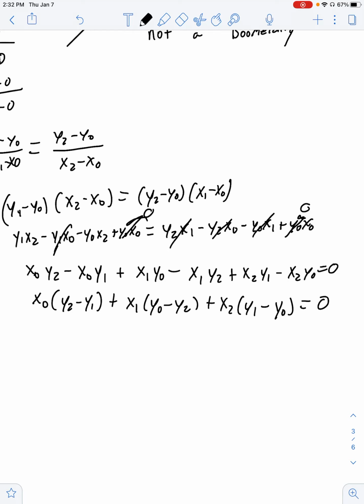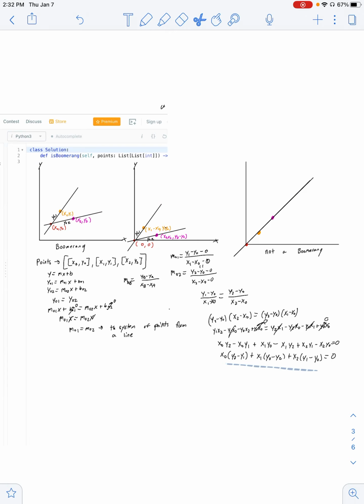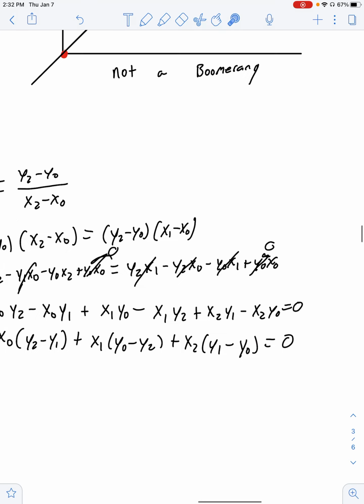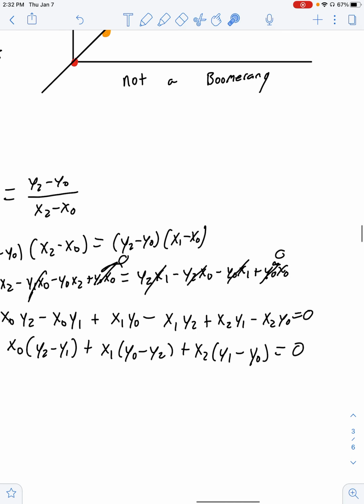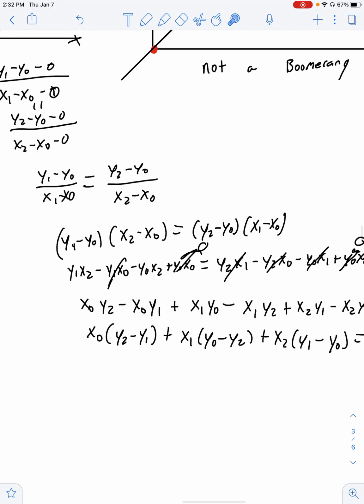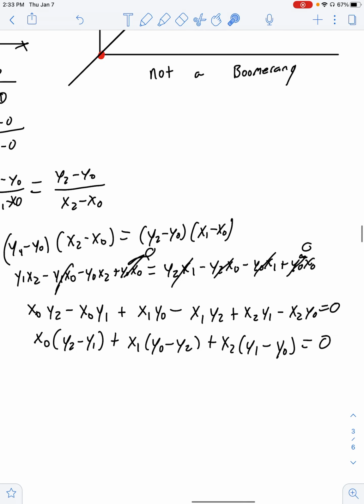All right, and this is the solution here, right? Because these points were given in our initial problem, we can just plug those values into this, and if they equal 0, then the system forms a straight line and therefore is not a boomerang, or if they do not equal 0, then the system does not form a straight line and these points are a valid boomerang.